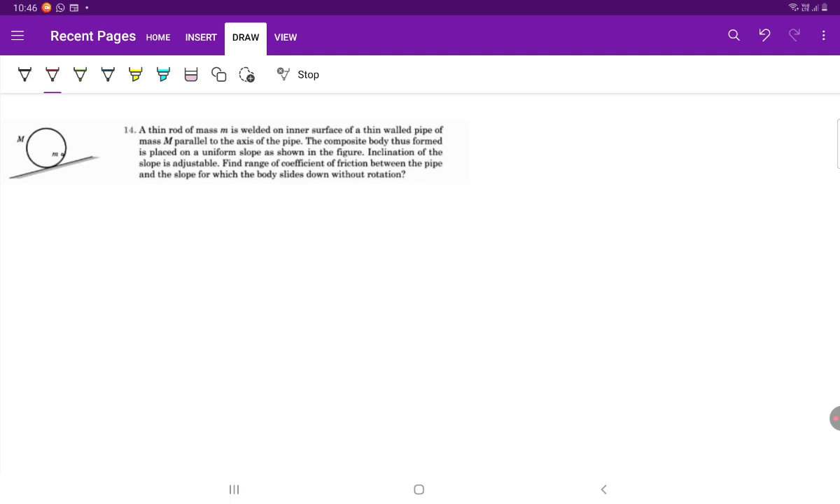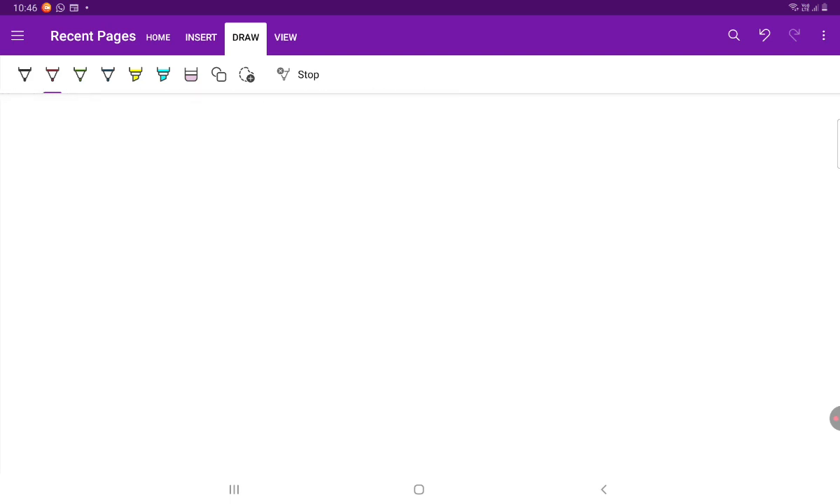You have to find the range of the coefficient of friction between the pipe and the slope for which the body slides without rotation. So this question is basically from the topic of statics, and it's rotational equilibrium as well as translational equilibrium.